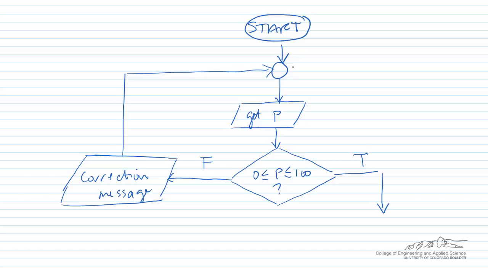We start, enter into the do loop, we get P, we check to make sure that P is in the valid range. If that's true, then we move along and we might do some sort of calculation or whatever. If it's false, we give them a correction message saying your percentage is out of range, and then it just goes back and asks them again. So this loop could go forever. They could keep entering invalid numbers, or on the first time that they enter something, they could just go straight through and not even loop once.